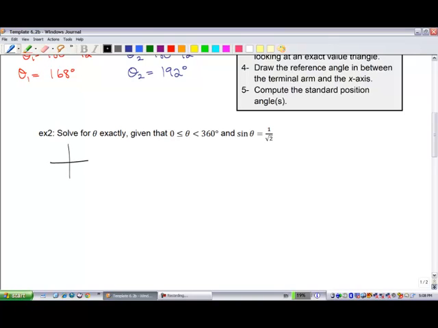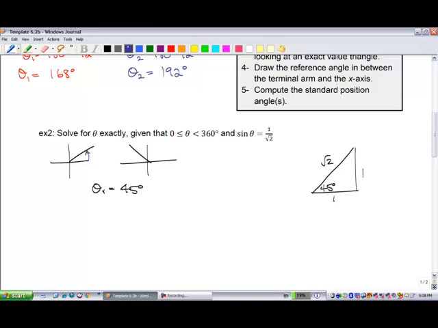Sine is a positive 1 over root 2. Sine's positive in quadrant 1 and quadrant 2. Off to the side here, let me draw a little triangle. I know it's a 45 degree angle triangle because it is the only one with a 1, 1, root 2 kind of thing going on. So that tells me my reference angle must be 45 degrees.